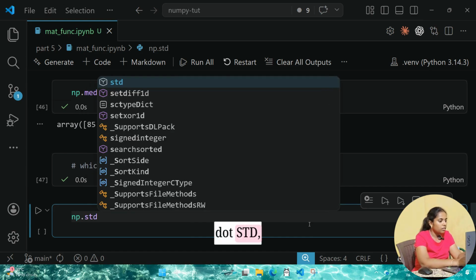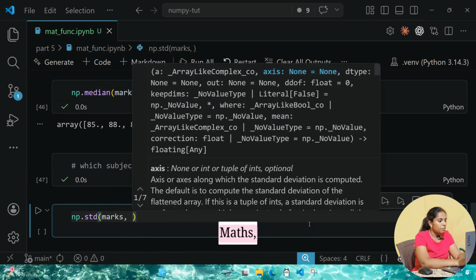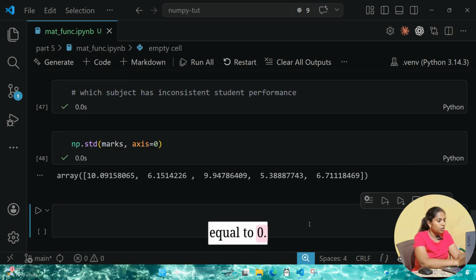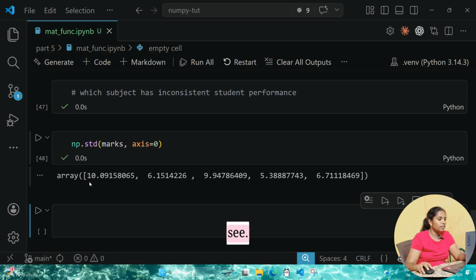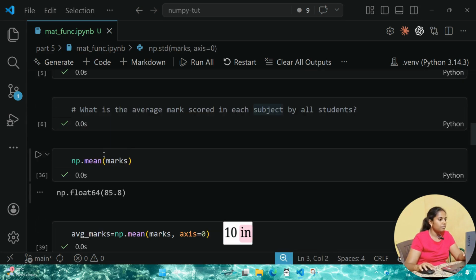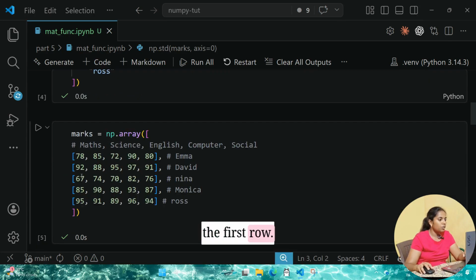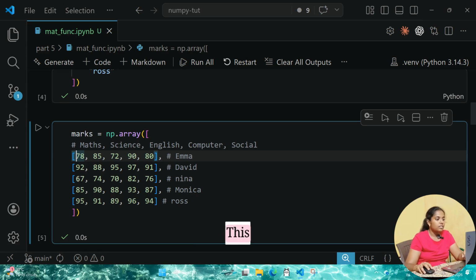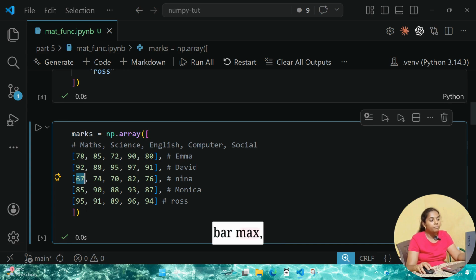np.std marks, axis equal to 0. Here, see, 10. In the first row, here you can see 67. Okay, in this column you can see 67. This is the lowest mark, which is not in any other data. So why you get 10 here, we have to give some more input.